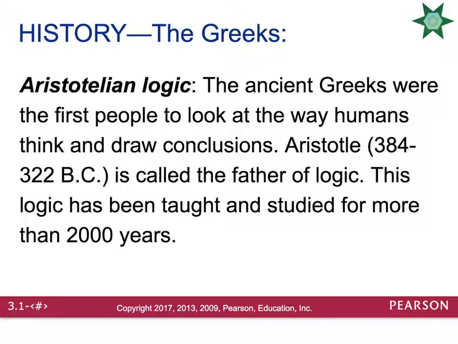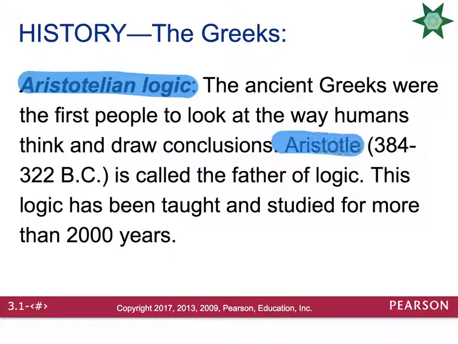Okay, this is Math 31, section 3.1a. We're going to get into symbolic logic, where we're using language and statements and looking at how language is defined logically. What we're using is called Aristotelian logic, which comes from Aristotle, who's called the father of logic. The ancient Greeks were the first people to look at the way we think and draw conclusions, and using language in that context.